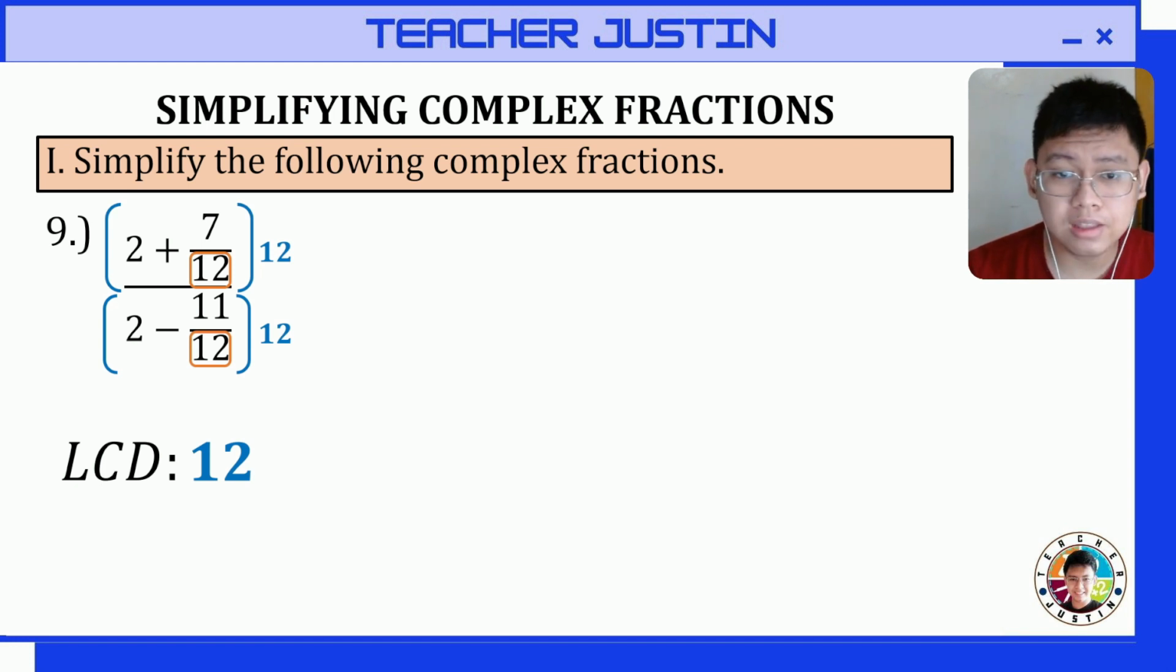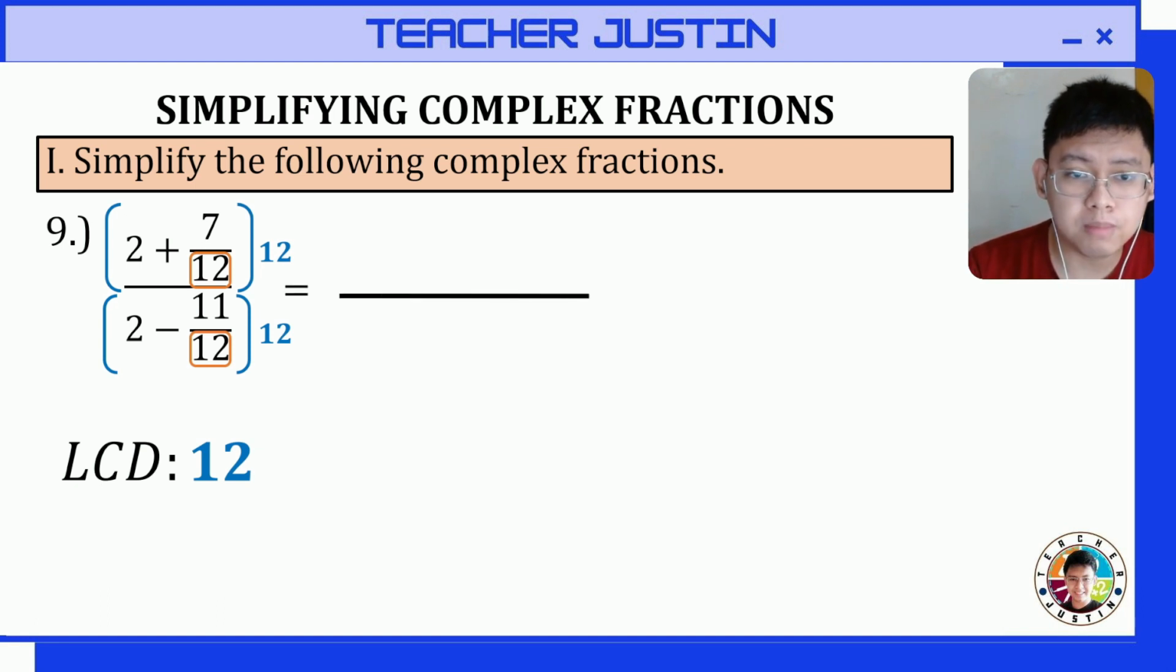Now, apply tayo ng ating distributive property. So, we have to multiply 12 to 2 and 7 over 12 sa numerator. 12 sa 2 and negative 11 over 12. Now, simula tayo sa numerator natin. Distribute natin si 12. 12 times 2 is 24. Tapos, kopyahin natin yung operation addition.